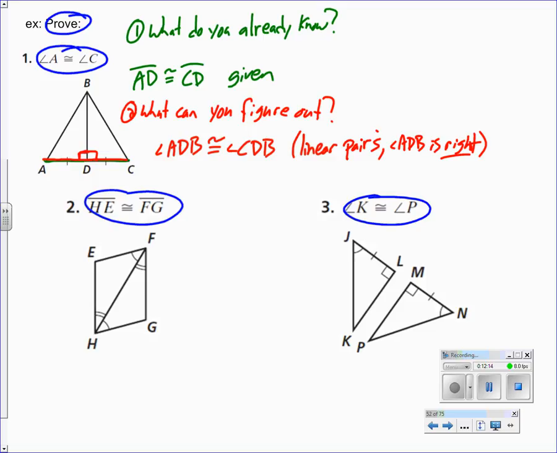Right, the next thing I see is this side right here, BD. That segment is a side on both triangles, so I can say that it's congruent to itself. And we can say reflexive property, identity property, or we can say shared side. Either one of those is correct.